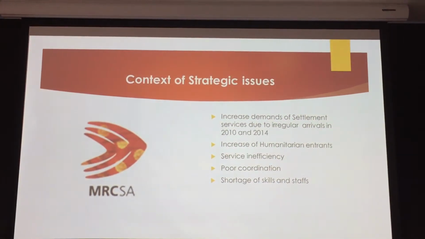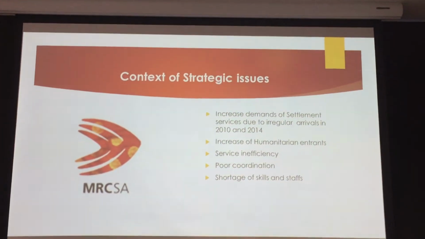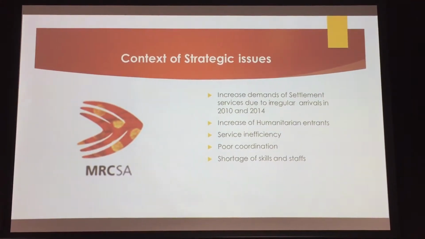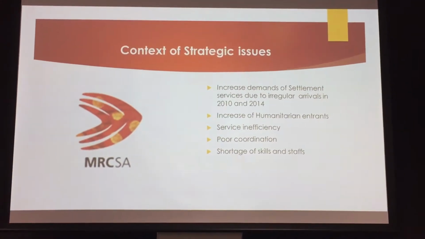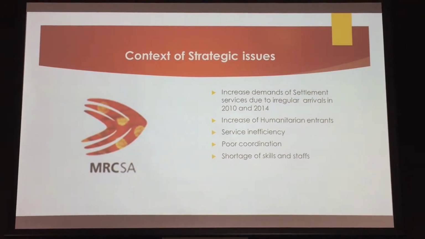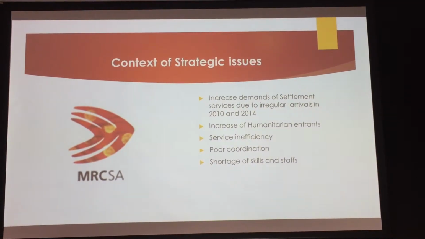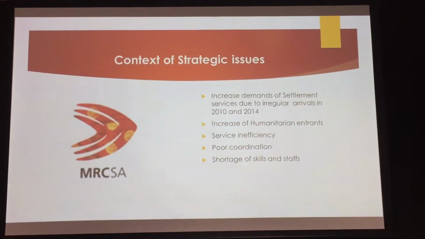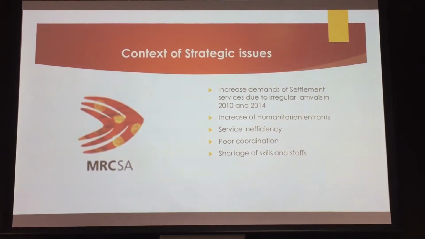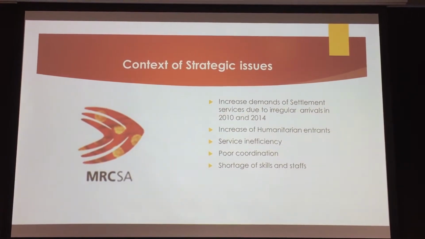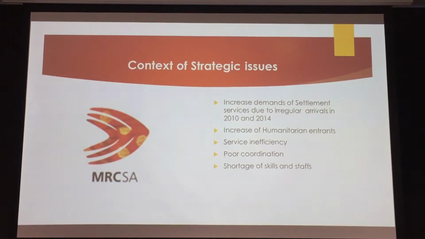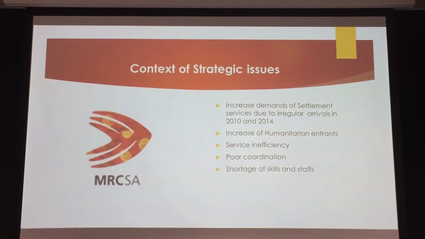Context of strategic issues. MRC has faced strategic issues that might affect its internal and external processes due to highly increased demands of settlement services and operational ineffectiveness and service inefficiency. More than 30,000 asylum seekers came to Australia seeking asylum from the Australian government between 2010 and 2014. These issues have also caused political tensions between Australian political parties, Liberal and Labor. The increase in the intake of humanitarian entrants from 13,500 to 20,000 per year has also increased the demands of settlement services.